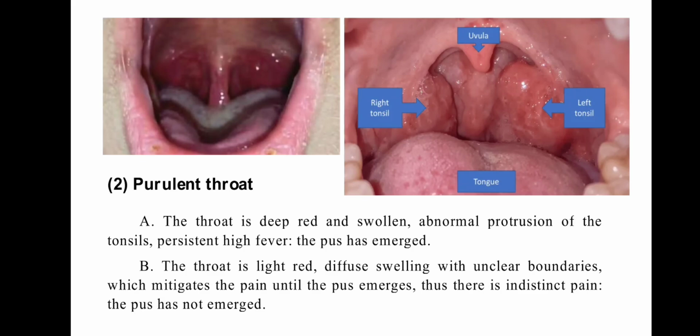Purulent throat. If the throat is deep red and swollen with abnormal protrusion of the tonsils and persistent high fever, that means that the pus has emerged. If the throat is light red with diffuse swelling with unclear boundaries, which mitigates the pain until the pus emerges, thus there is indistinct pain, that means that the pus has not emerged.